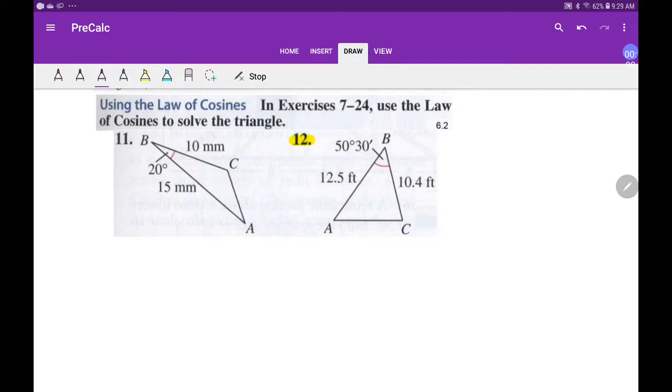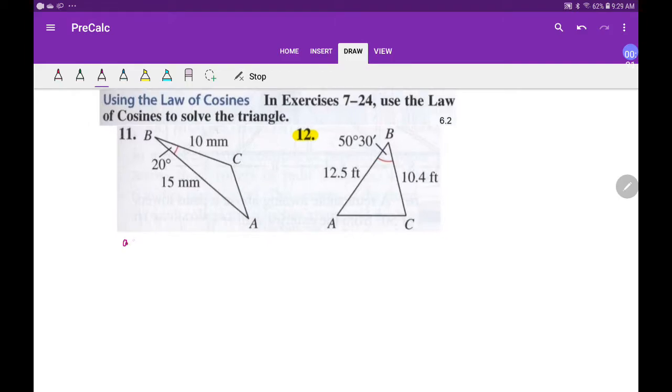As we look at this, we see that we have angle B. That's the only angle we have. If we knew one more angle, we could use the law of sines, but we don't. Or if it was across from the right side, but it's not. So what we're going to do is use A. A is equal to 10, and C is equal to 15.